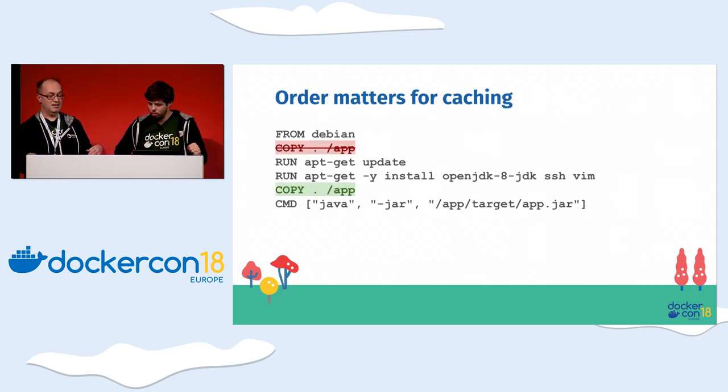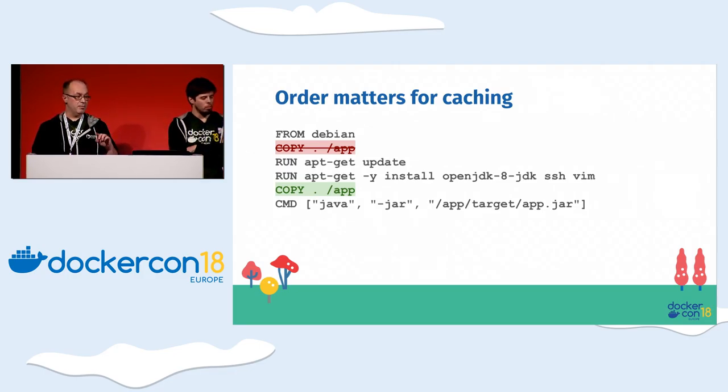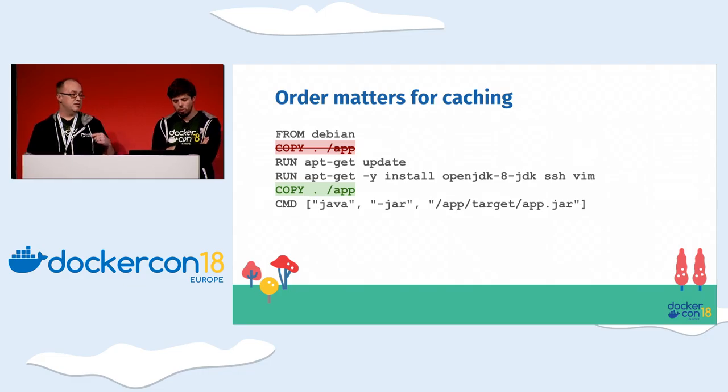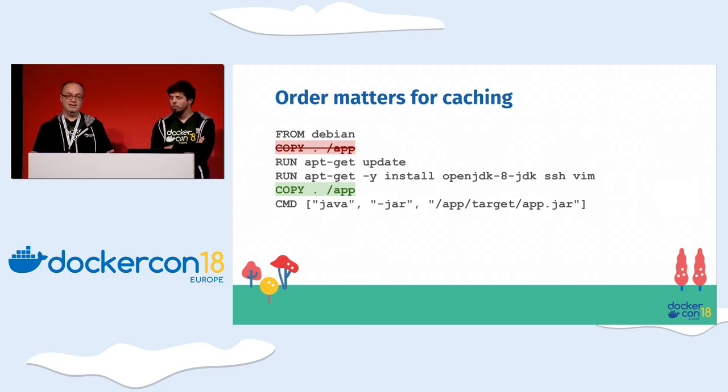First of all, the order of layers, or the order of steps in a Dockerfile, because it's important for caching. This Dockerfile copies the application files immediately at the start. This means that, because caching is based on the previous steps, whenever something changes in that context, all the steps after the copy will be invalidated. So the cache will have to be busted, and those steps will have to be run again. As a result, the apt-get update and apt-get install will be executed on every file change you have in your project.